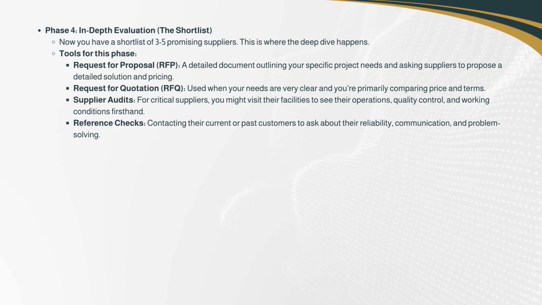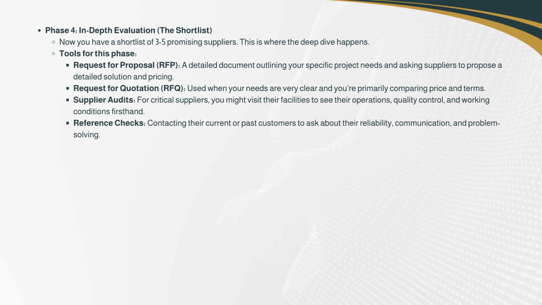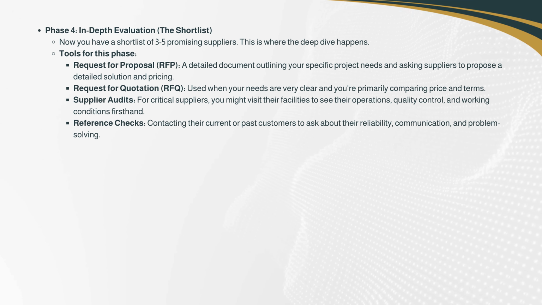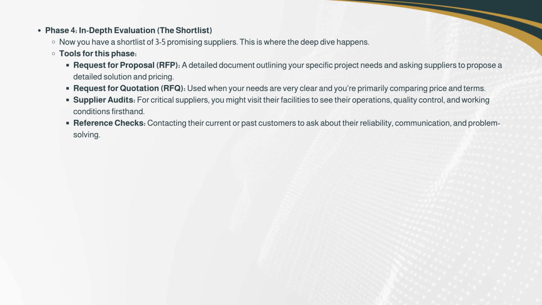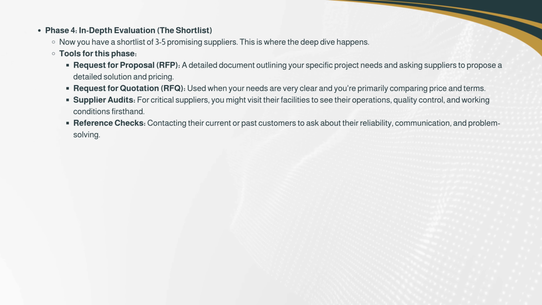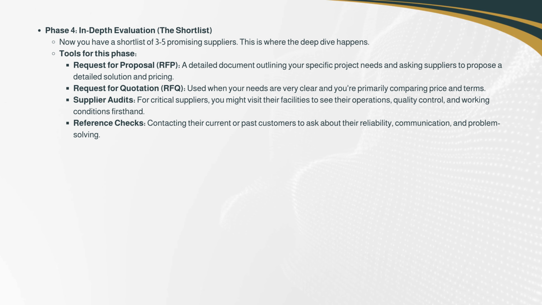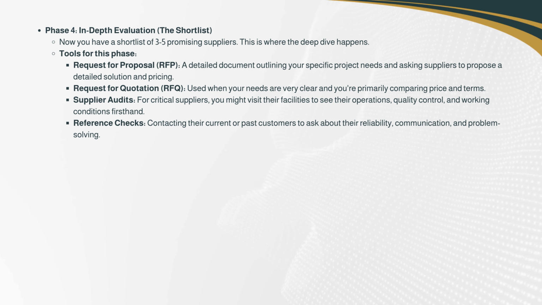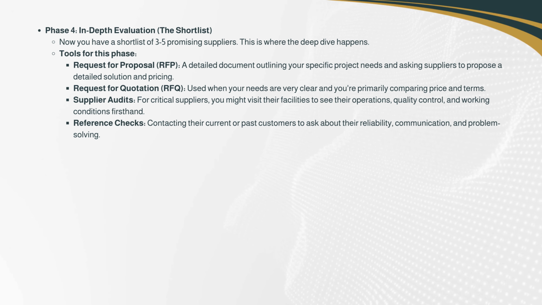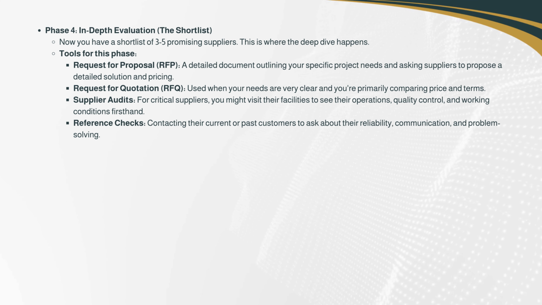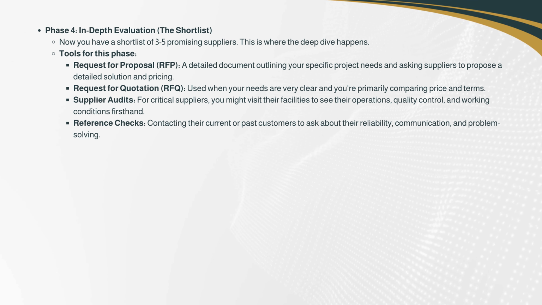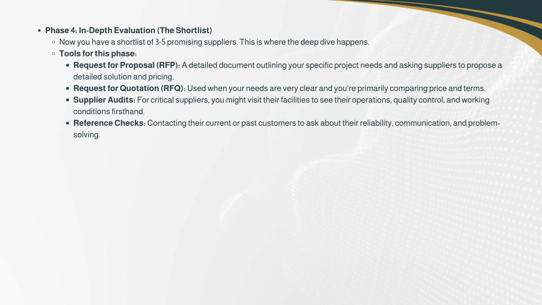Phase 4. In-depth evaluation. The shortlist. Now you have a shortlist of 3 to 5 promising suppliers. This is where the deep dive happens. Tools for this phase. Request for proposal, RFP, a detailed document outlining your specific project needs and asking suppliers to propose a detailed solution and pricing. Request for quotation, RFQ, used when your needs are very clear and you're primarily comparing price and terms.